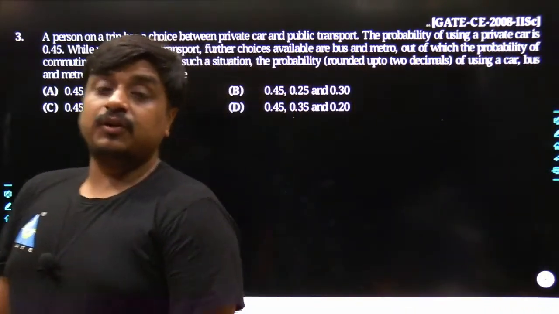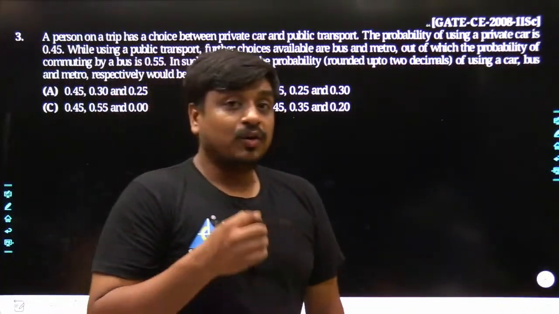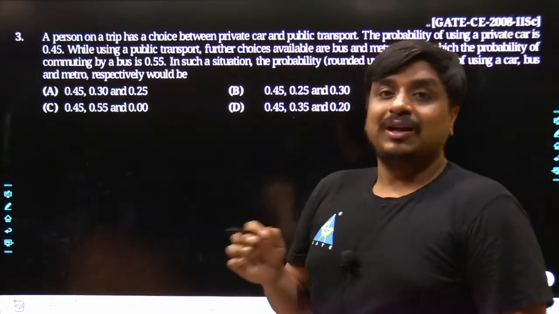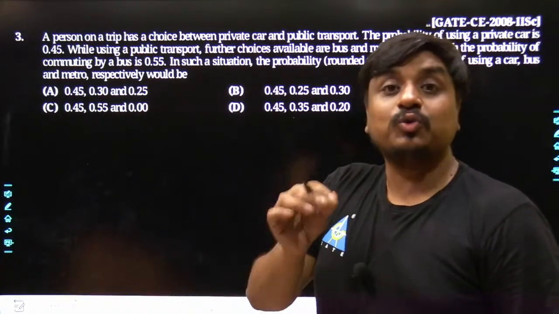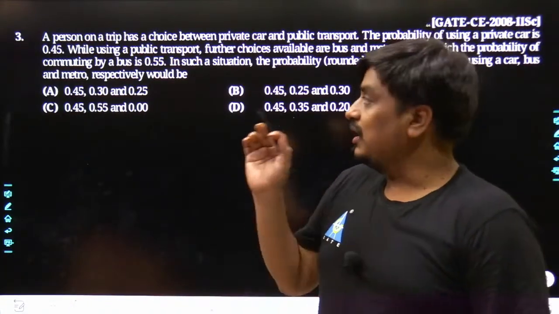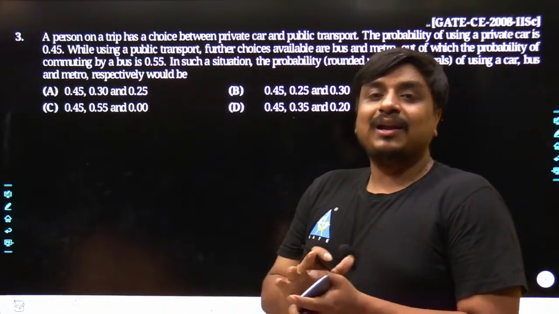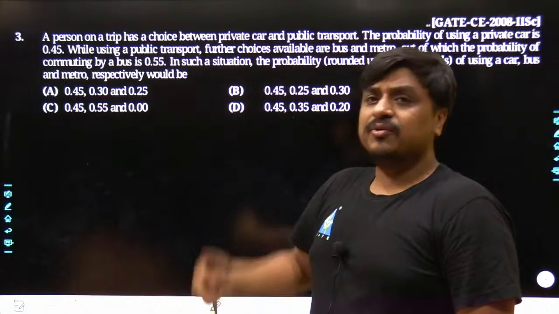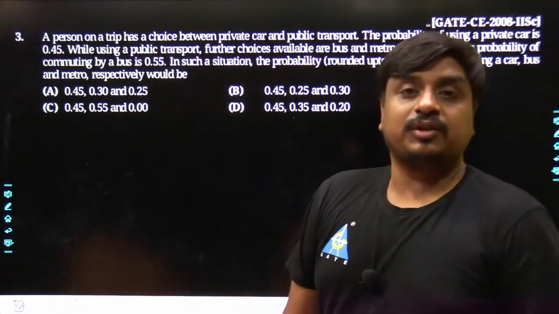Read the problem carefully. Try to decode the meaning of each and every word. Specifically, when you have a word problem, each and every word has its own significance. That is why I say that word problems, specifically in probability, the meaning of each and every word makes a huge amount of sense.